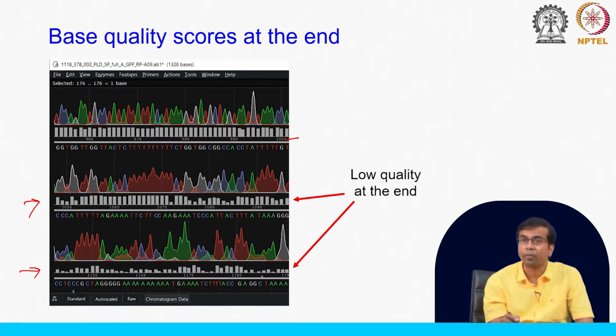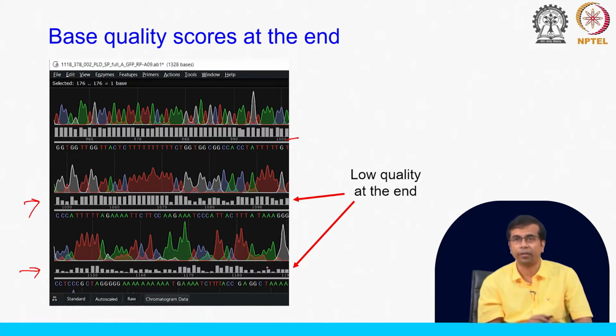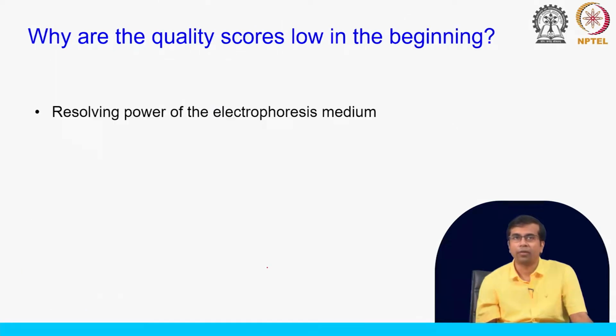And that is probably the reason why the quality score goes down, because you are again measuring the signal to noise ratio. So, if there is a lot of noise compared to the signal, you will get a lower quality score. Okay. So, these are two well known issues we know. So, the question is, why are the quality scores low in the beginning? So, one is in the beginning part, if you remember the Sanger sequencing principle, we have these ddNTPs, right, and we are generating fragments of all sizes. Okay.